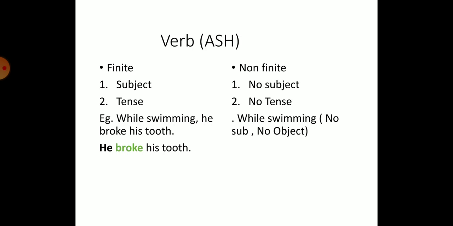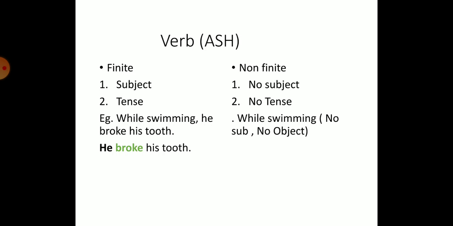Let's take a look at the next one, the word broke. The word broke has the word he in front of it, and we all know the word he is a pronoun. It is a pronoun before the verb. Thus, we have a subject, we also have a tense. We all know it is a past tense. So, students, the word broke is a finite verb.